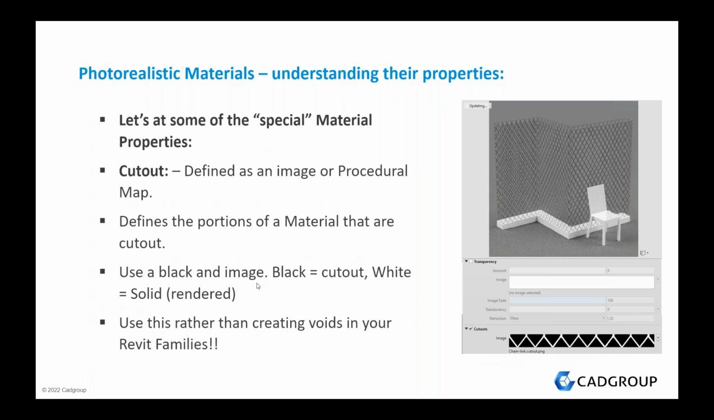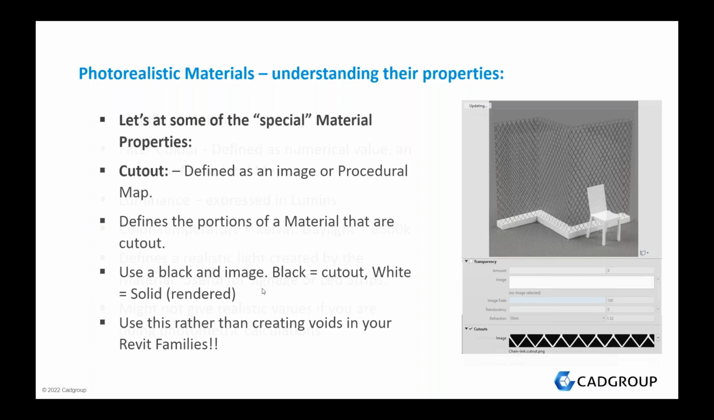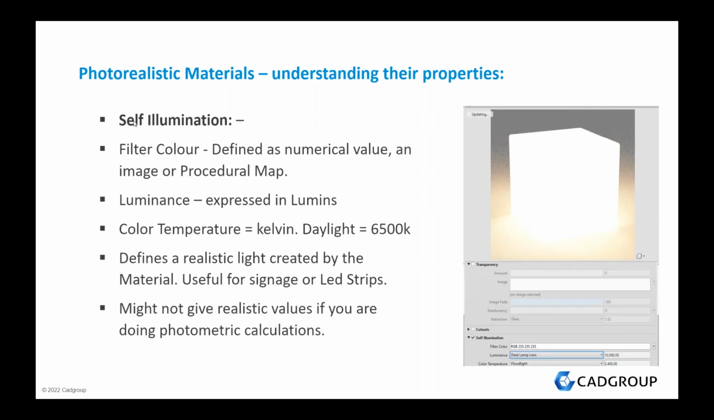And that would give you a nice little illusion of a perforated steel with those little circles on it. All right, another one that's interesting is self-illumination. So this is a property that makes materials emit light. So when you define or tick the self-illumination box, you're asked to fill out a number of different property boxes there.